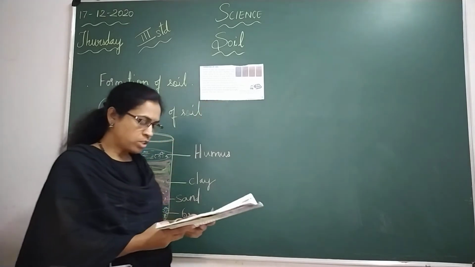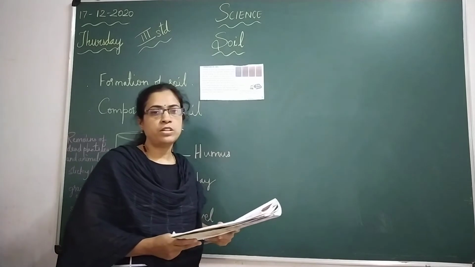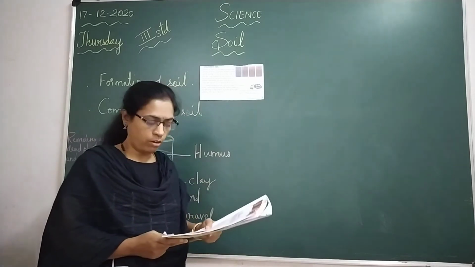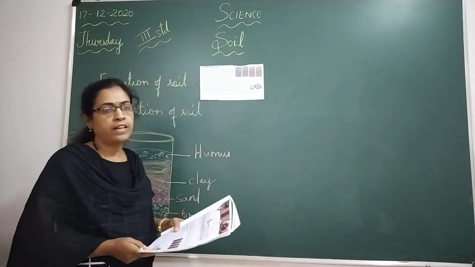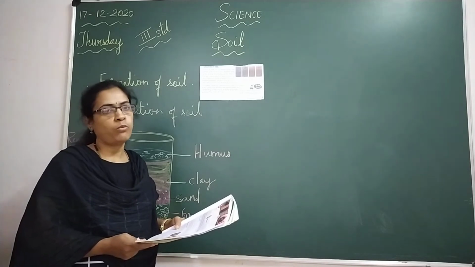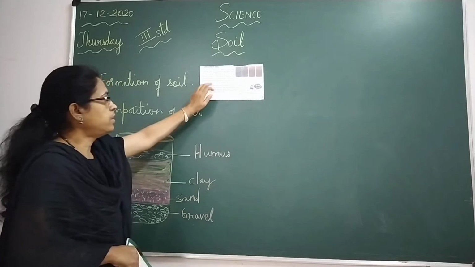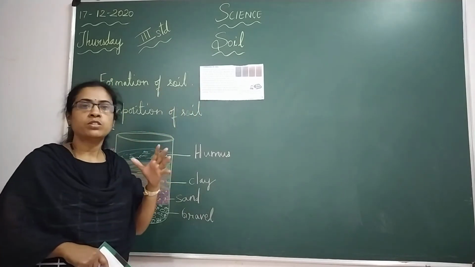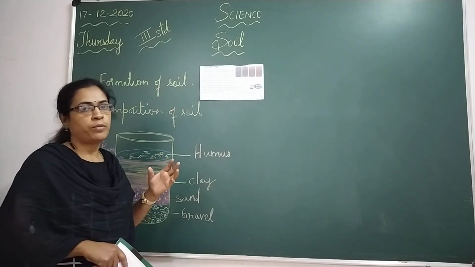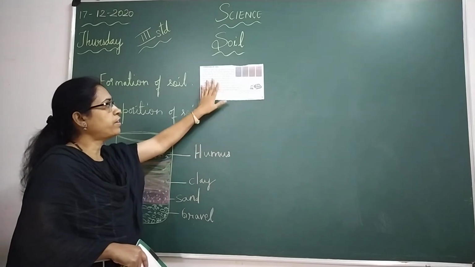When rocks over a long period have been broken down by the continuous action of heat, cold, water and air, it forms soil. This is called weathering of rocks or disintegrating rocks. Okay children, so weather helps in the making of soil. That is the main point there.